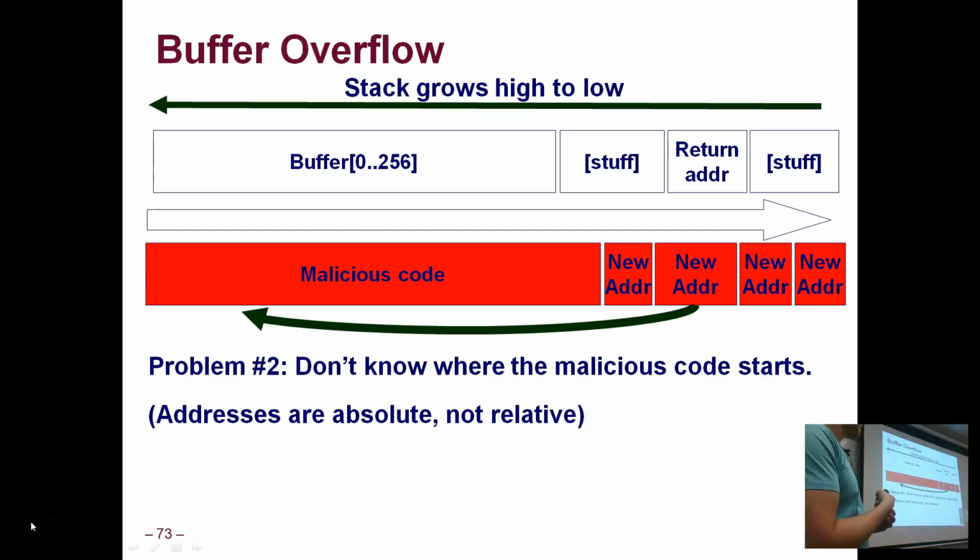All right. Well, problem number 2, you don't know where the malicious code starts. What address am I going to stick in there, right? Because I have to actually find the beginning of this buffer, the virtual memory address of this buffer, in order for me to return into it. Okay. And these addresses are absolute and not relative. Although in 64-bit addressing, they are relative to the instruction pointer, but they used to not be relative. But still, if we solve this problem, this is trivial.